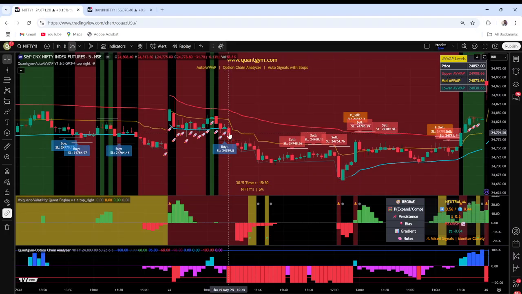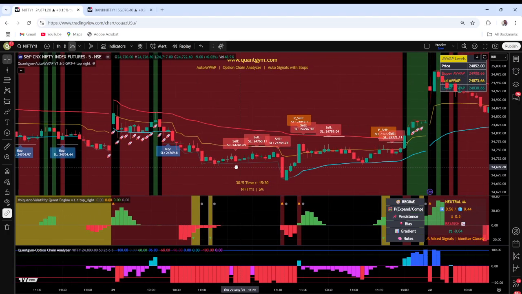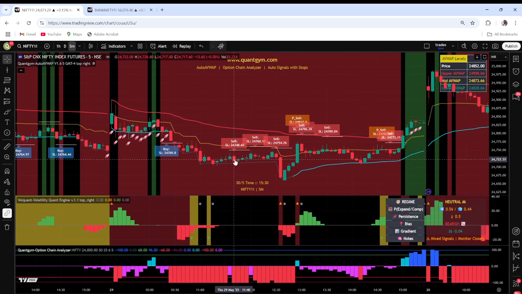Goes up, comes down, breaks the lower AV wrap out here. When the lower AV wrap gets broken, option chain analyzer is giving you a sell signal, volatility is expanding, the background color is red. This is where you sell. 24,777, you give a stop loss of 24,830, market falls from there. Do I take this sell signal? Yes, you take this sell signal because you are below the lower AV wrap.